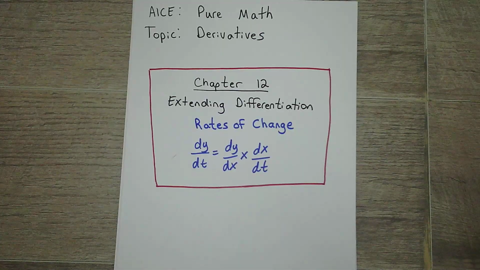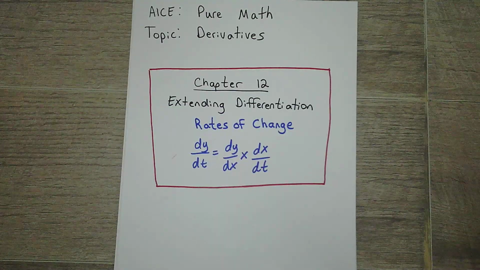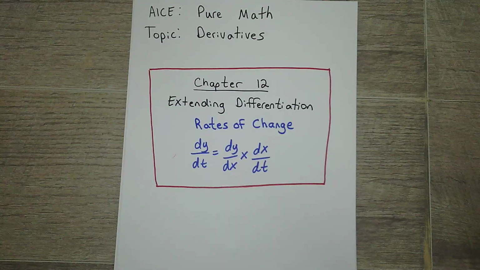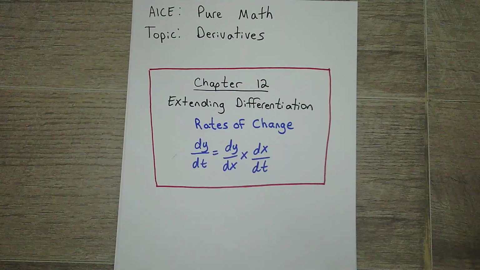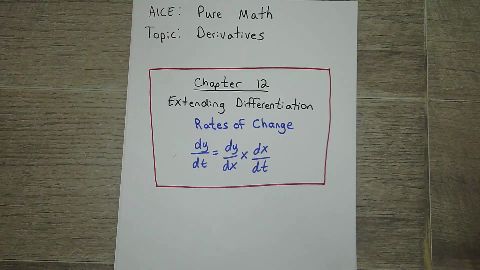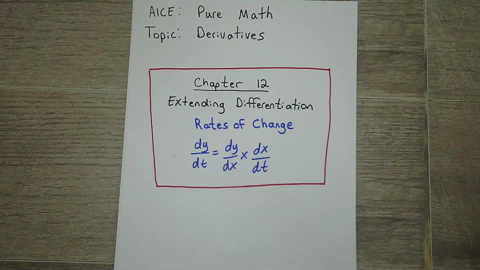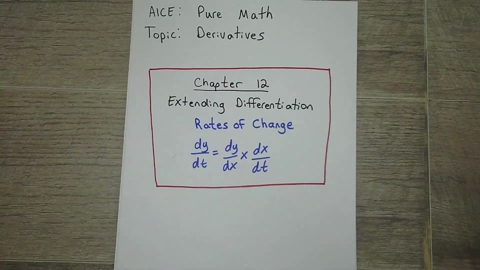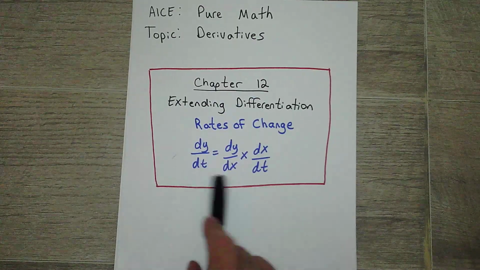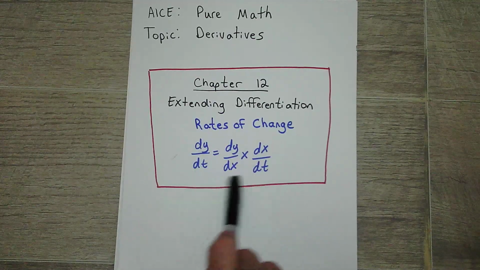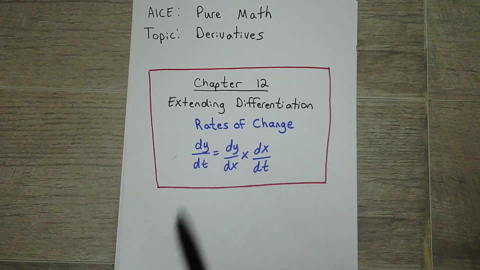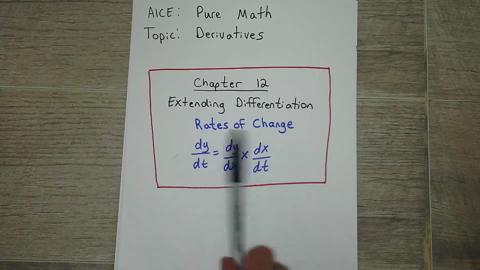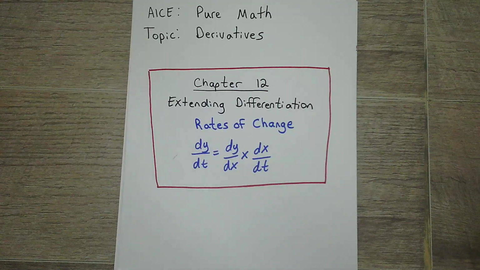This week we're going to still stay in chapter 12, but we're going to look at the other part of chapter 12, which is rates of change. Last week all we looked at was mostly stationary points, maximum and minimum. The other part of chapter 12 has to do with rates of change, so we're going to be using this formula. This is the setup for every rate of change problem. You'll need to memorize this.